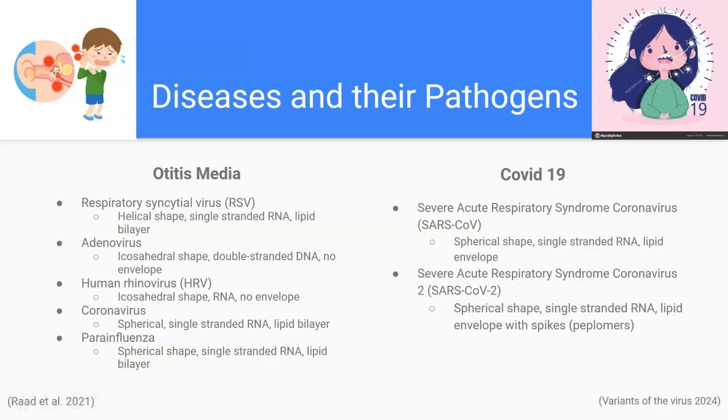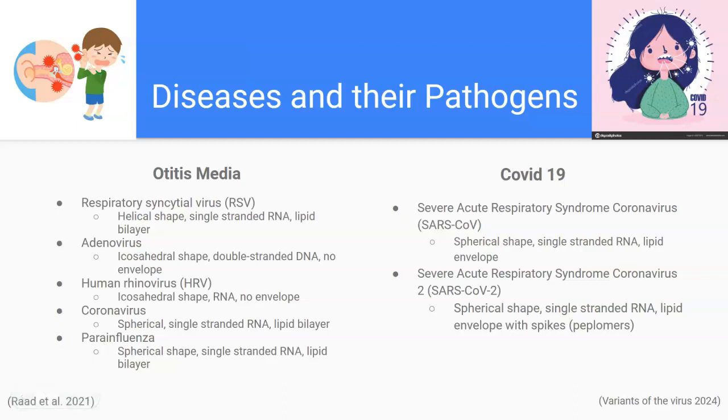RSV has a helical shape, single-stranded RNA, and a lipid bilayer. Adenovirus is an icosahedral shape, double-stranded DNA, and has no envelope. Human rhinovirus, or HRV, has an icosahedral shape, RNA, and no envelope. Coronavirus is a spherical shape, has a single-stranded RNA, and a lipid bilayer. Parainfluenza is a spherical shape, has a single-stranded RNA, and a lipid bilayer.